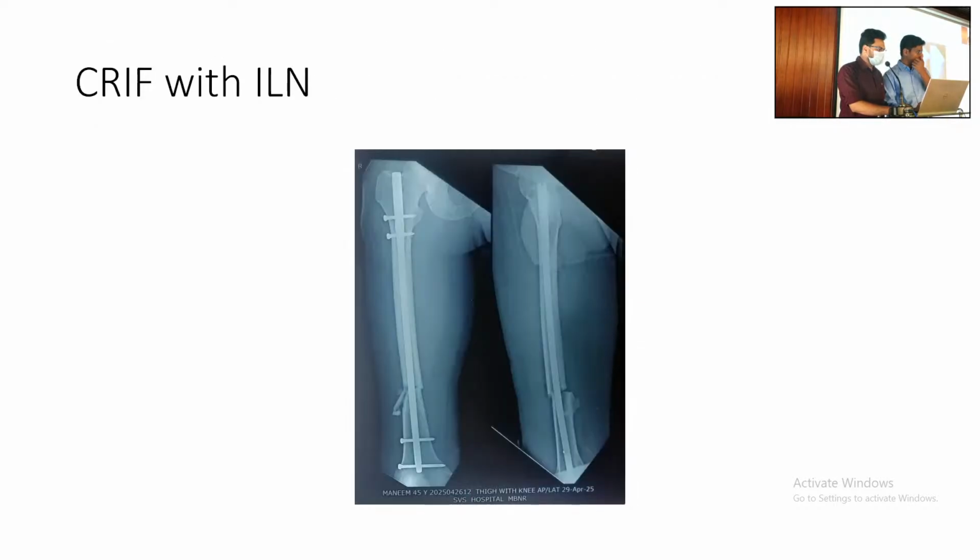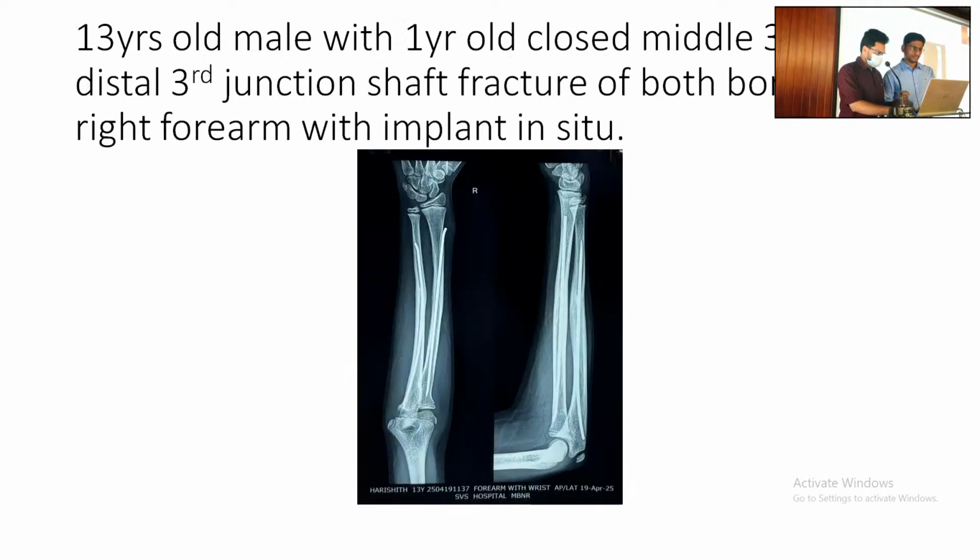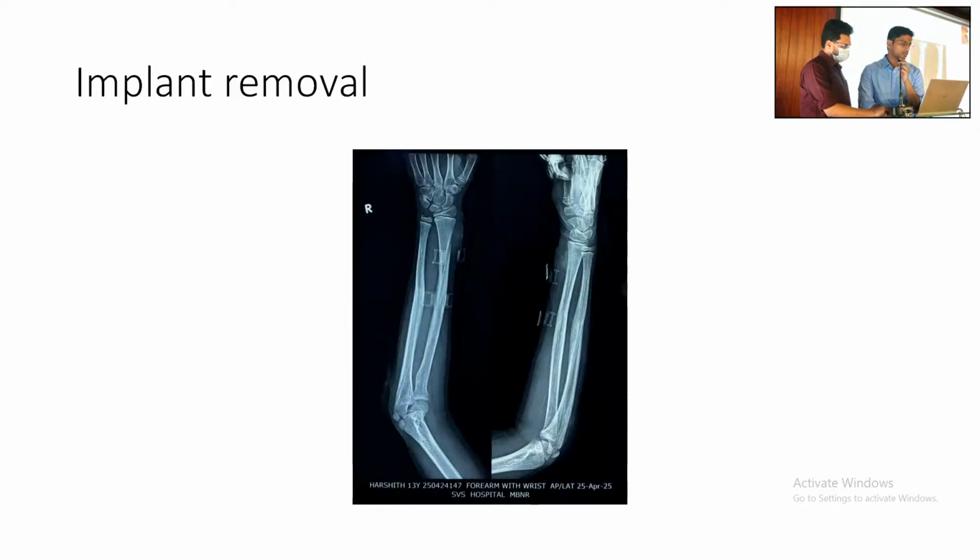We have done CRIF with ILN for right femurs. So this is a 13-year-old male with a 1-year-old closed middle third distal third junction fracture of both bones of right forearm with implants in situ. Came for implant removal. Just implant removal, sir.